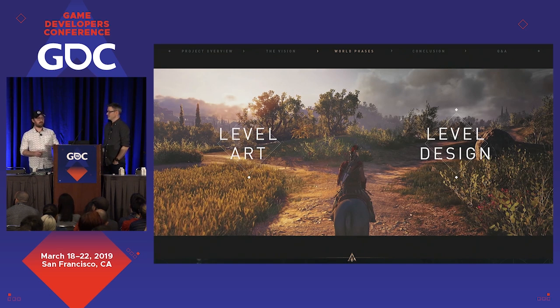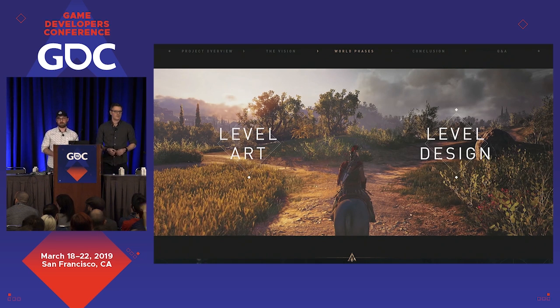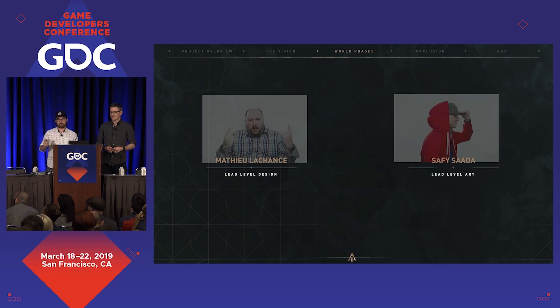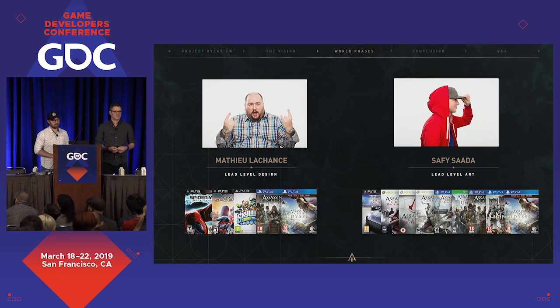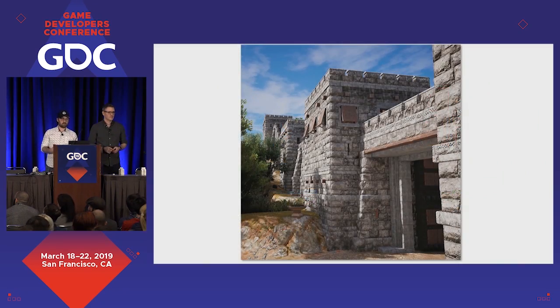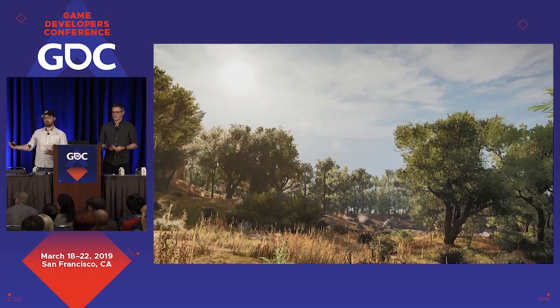The level designers were making sure that they could make the most fun areas that they could, concentrating on the forts and the caves, making sure that the tombs were fun to explore and navigate and had a little bit of challenge and puzzle. While at the same time, the level artists were making sure that the placement of every single object in the world was just perfect. So this came down to the two product owners for each of the disciplines. Mathieu Lechance was lead level designer, and Safi Sada was in charge of the level art. And these guys were the guys responsible for pushing the world to what we call alpha.